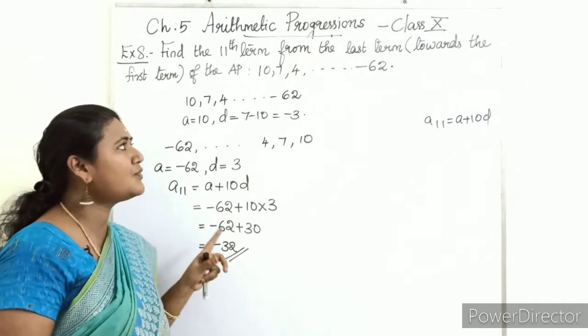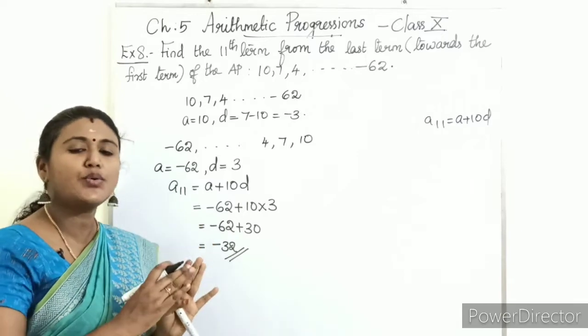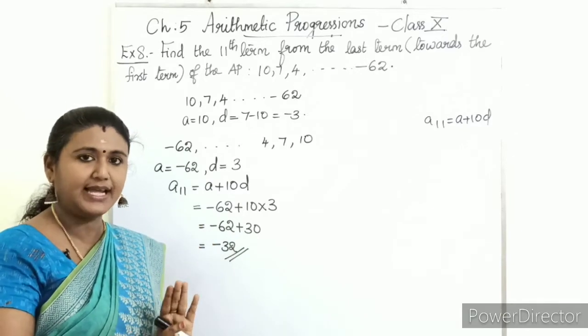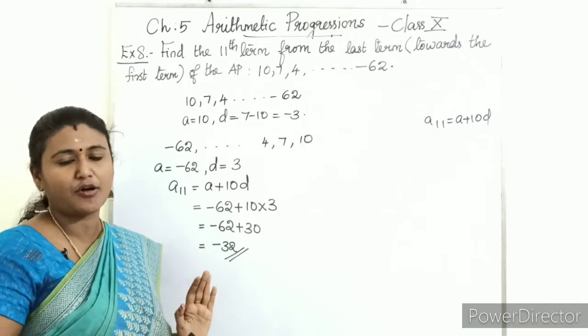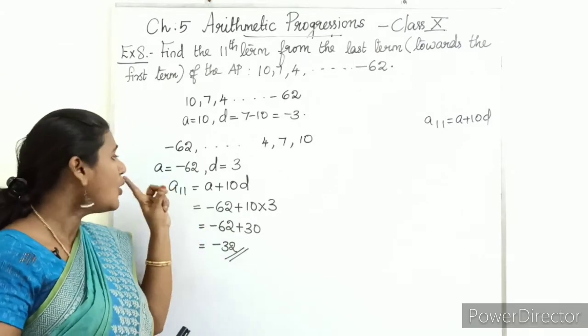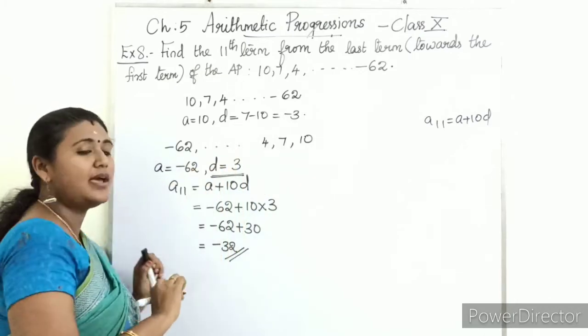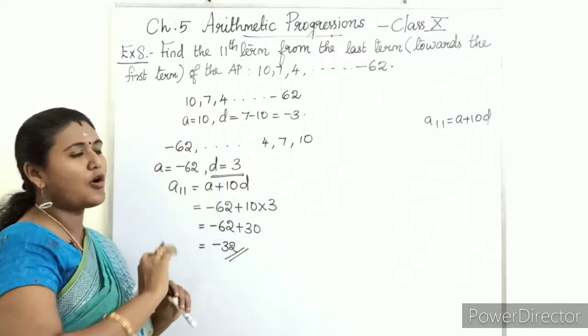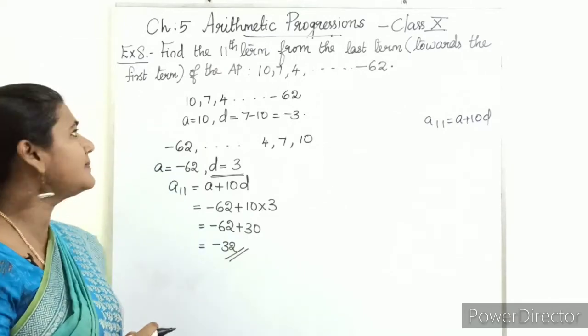Okay, so if you want to find any term from the last, this is the procedure. You have to reverse the AP, write the AP in the reverse order, then use the normal An formula and find it. But one thing you have to remember: the common difference will be the negative of the common difference of the given AP. Okay, now we will see the next question.